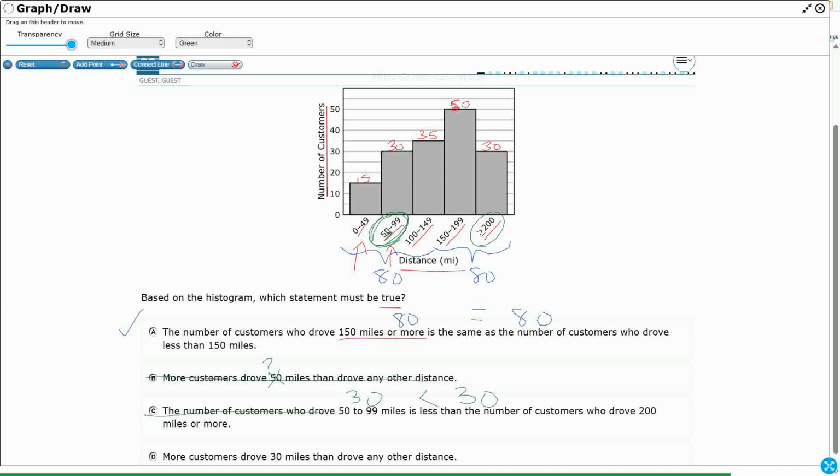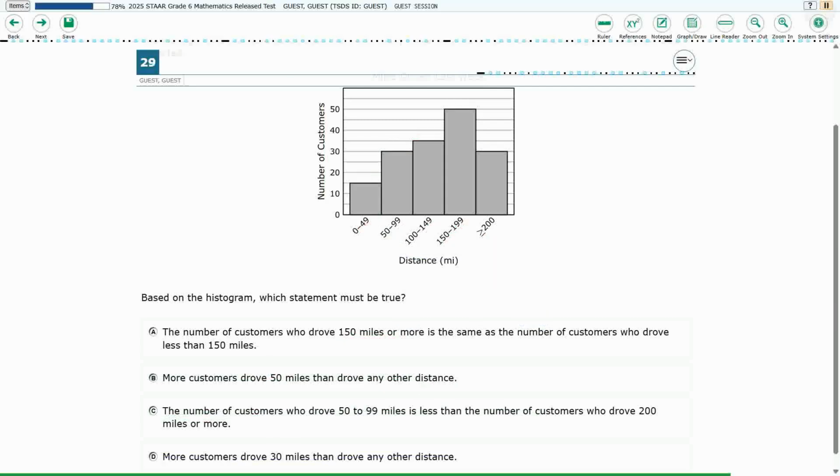And then finally, let's look at our D. More customers drove 30 miles than drove any other distance. Same thing. We don't know how many people drove 30 miles. It does not give us exact data. It's a histogram. So B and D are wrong just because they don't give us exact data. C is the only other one we can evaluate, and 30 is not less than 30. So the answer is A.